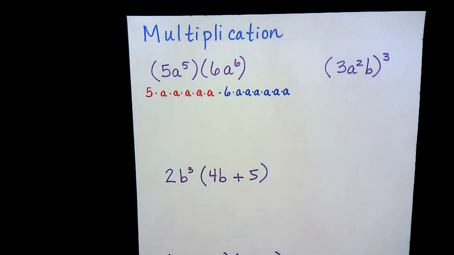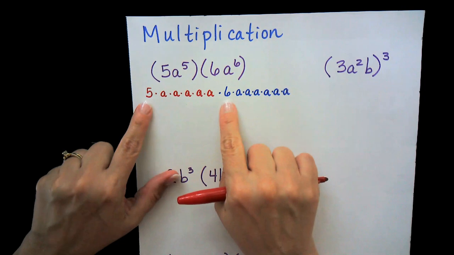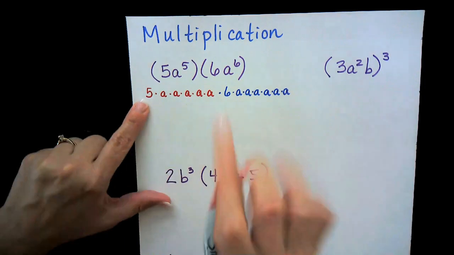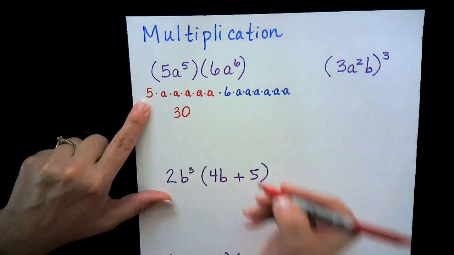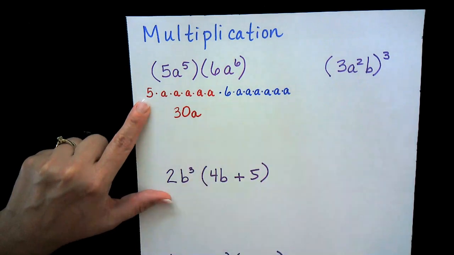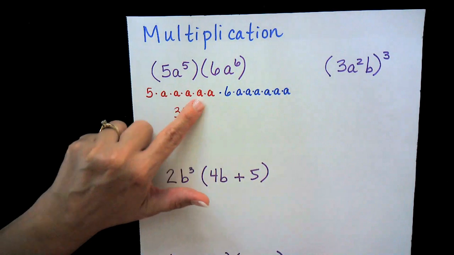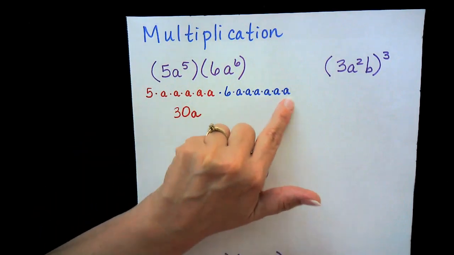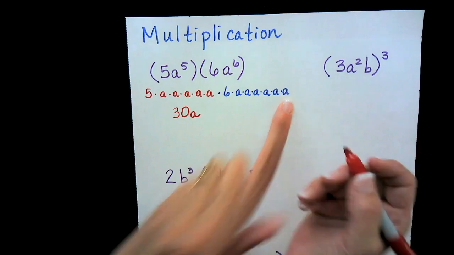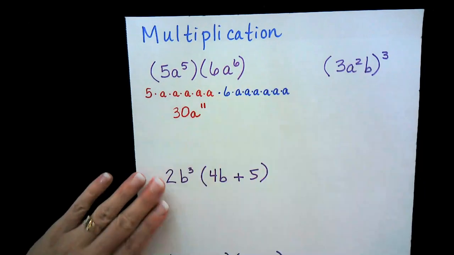Now, the reason I wrote that out is because I want you to see all this multiplication that's happening. So if I do the 5 times the 6, that'll give me 30. But then look at the a's. How many a's am I multiplying? 1, 2, 3, 4, 5, 6, 7, 8, 9, 10, 11. So it's a times itself 11 times. So I put the 11 as the exponent.